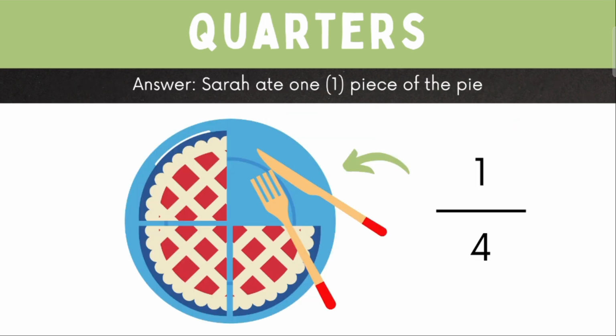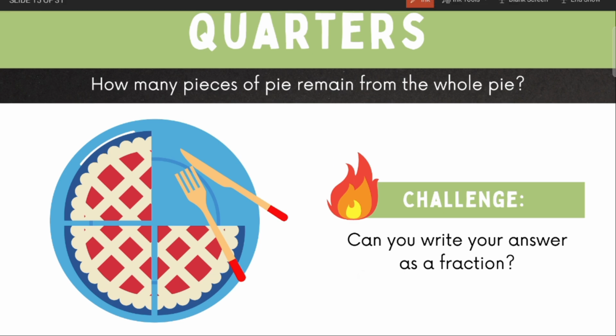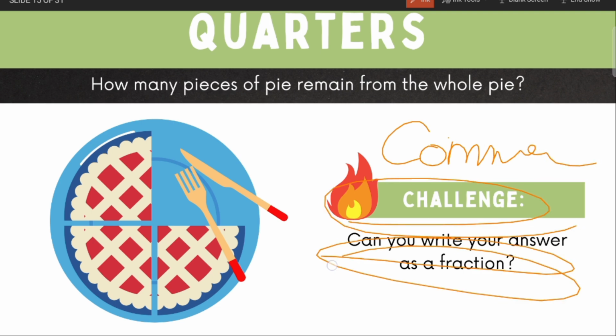Okay, here's the answer. Sarah just ate it. See, only we have 3 to eat. Sarah is very naughty. Okay. How many pieces of pie remaining in the whole pie? Okay, this is a challenge for you. You will comment me the answer. Comment me the answer that how many parts are there written as a fraction.